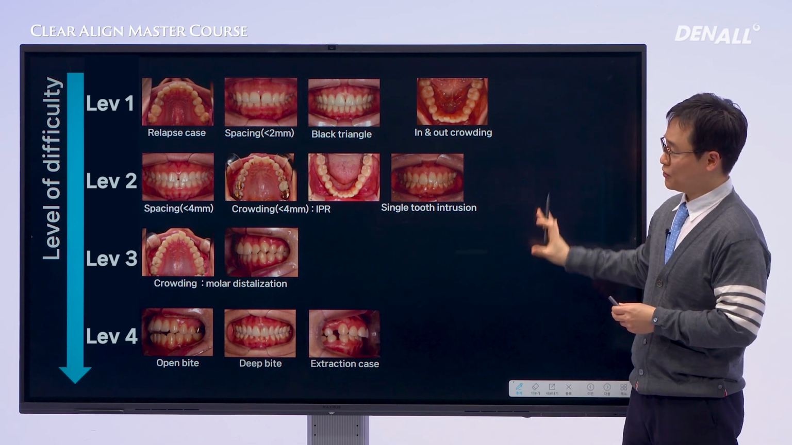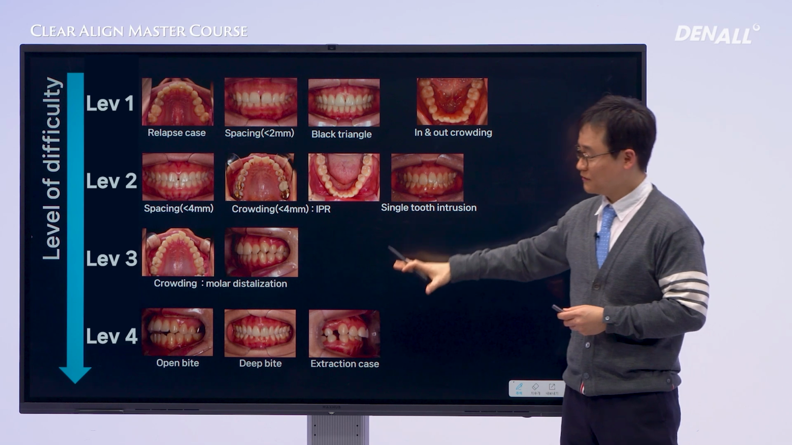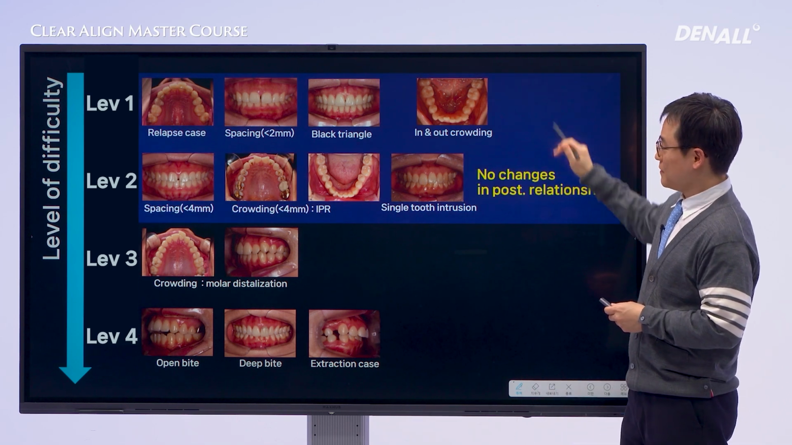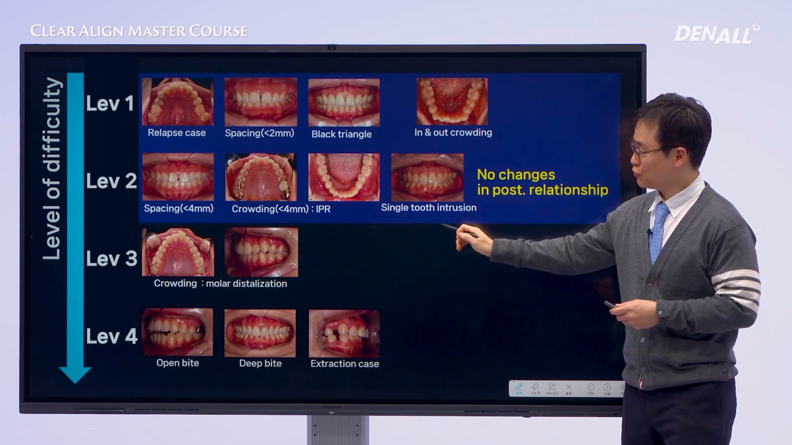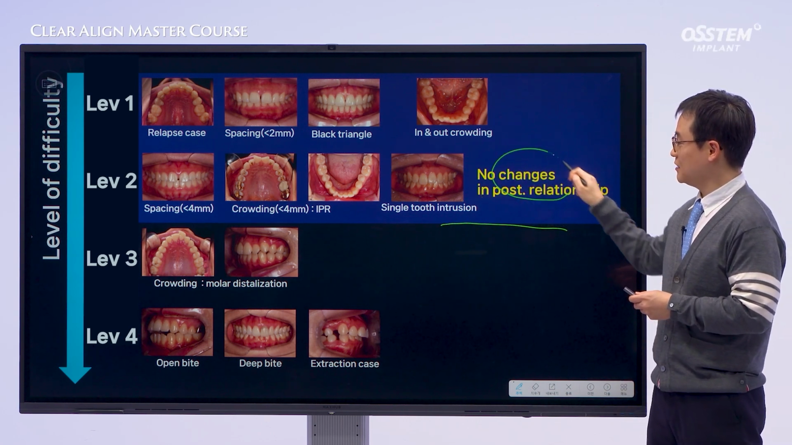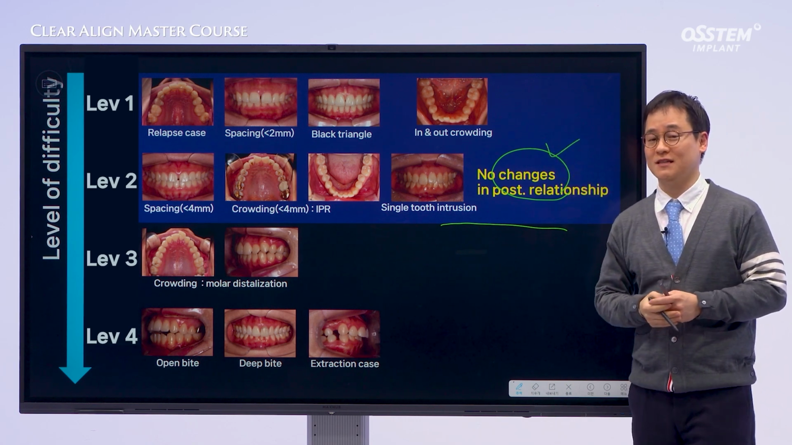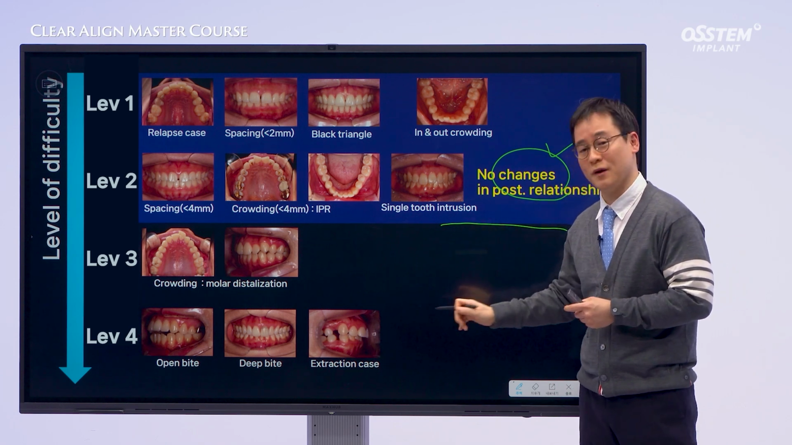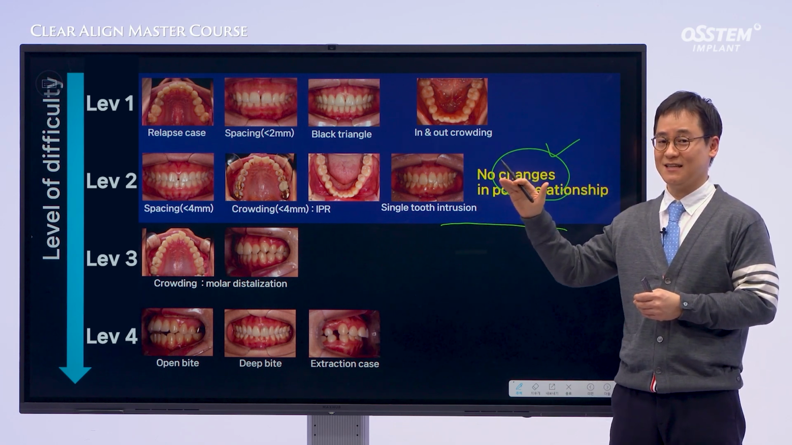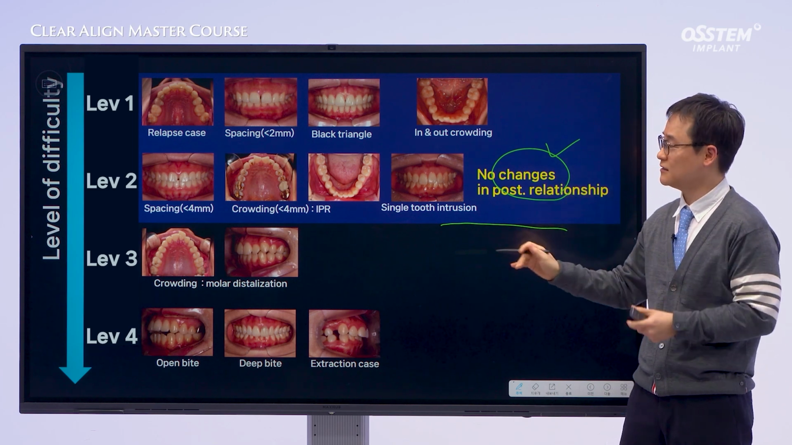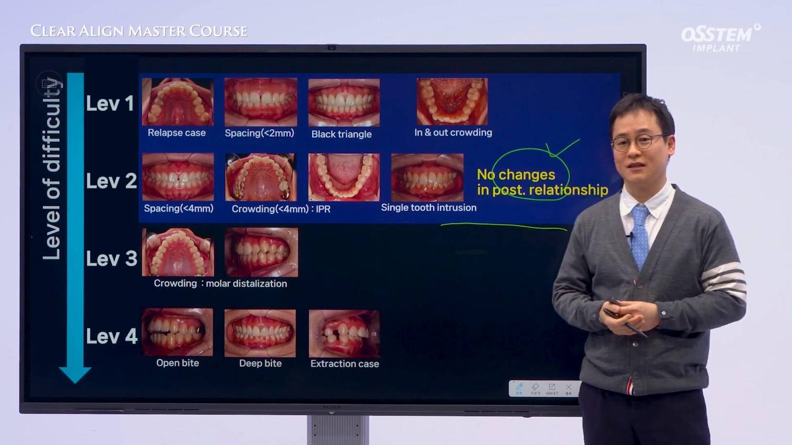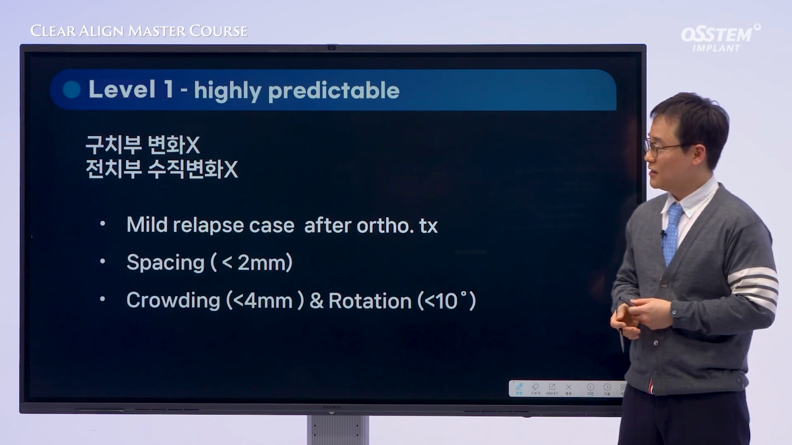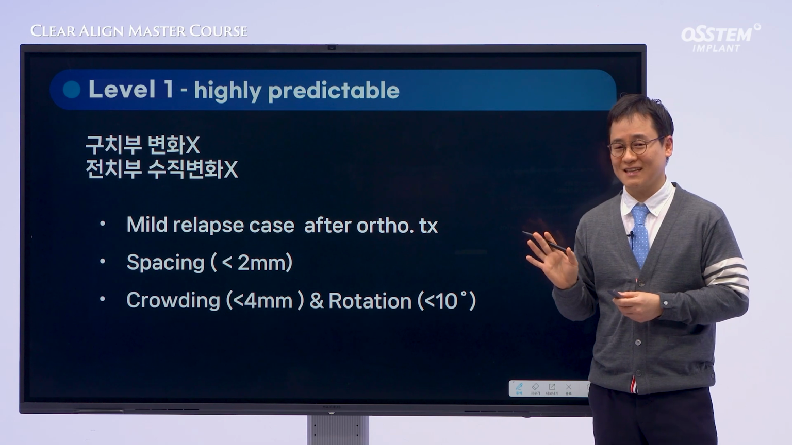So here, I've organized these movement types into 4 general difficulty levels, level 1 to level 4. Of course, we could say there is a level 5 or beyond, but let's focus on these 4. The key distinction between these levels lies in whether or not molar movement is involved. In cases involving molar movement, the complexity increases significantly. On the other hand, if the treatment is limited to the anterior region without moving the molars, it's usually a lower difficulty case. It can be a general guideline for making diagnostic decisions.